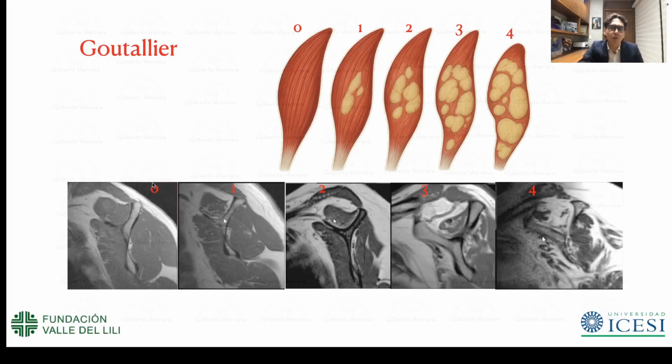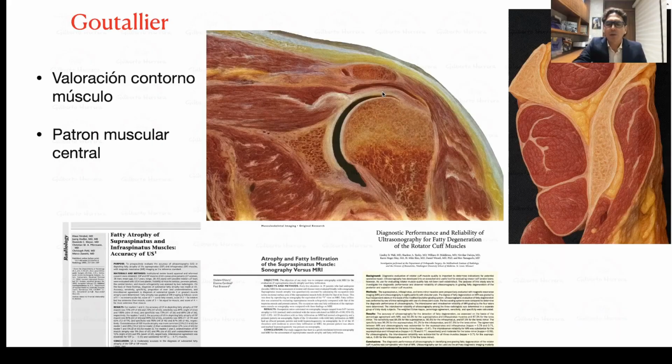It was originally described in arthro-CT, then in MRI, which is the most commonly used method today. It ranges from 0 to 4, from normal to pathological. And basically what we're interpreting is the amount of fat infiltrating the muscle and the muscle's atrophy. This is done with MRI. So in ultrasound, which has also been standardized, what are we looking for?